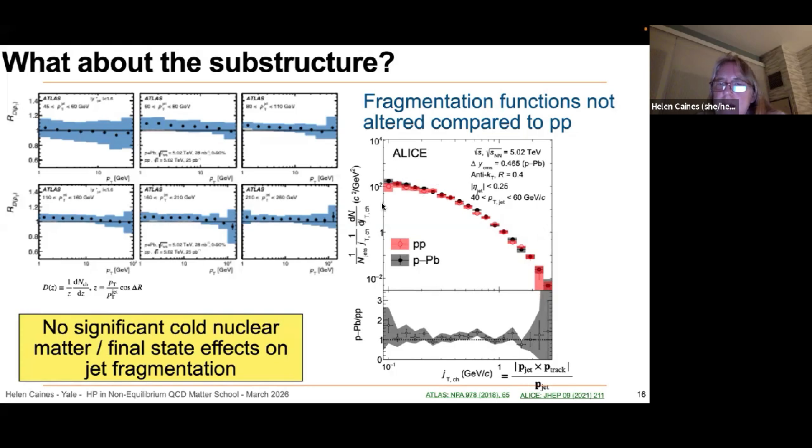And then we look here at ALICE, again, you're looking at a different form of a fragmentation function. But once again, this ratio of p-Pb to pp over the whole range of what we're looking at, this is the transverse momentum of the particle within the jet. There's no modification. There are no significant cold nuclear matter effects or final state effects when you look at pA collisions on either the number of jets, the energy of the jet produced, or even how the fragmentation of that jet occurs.